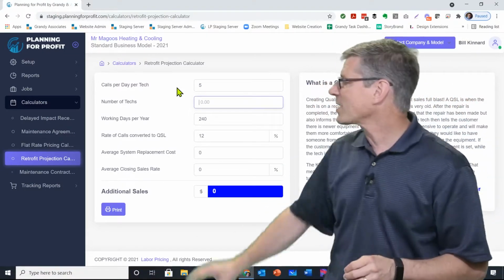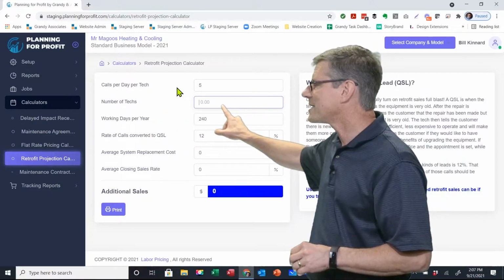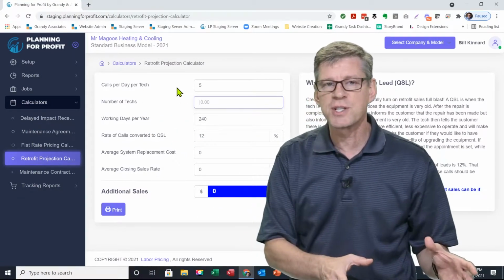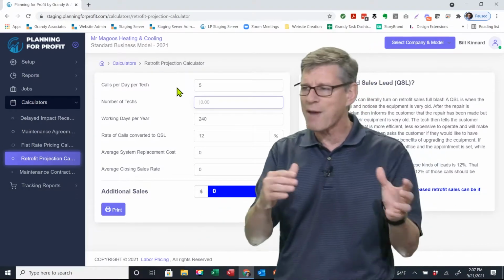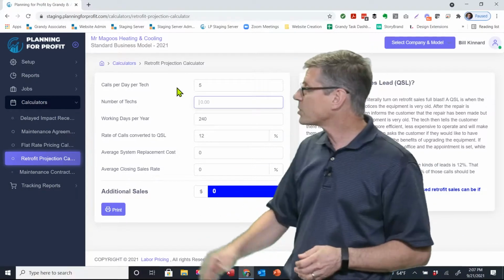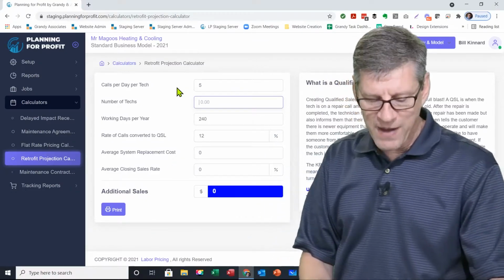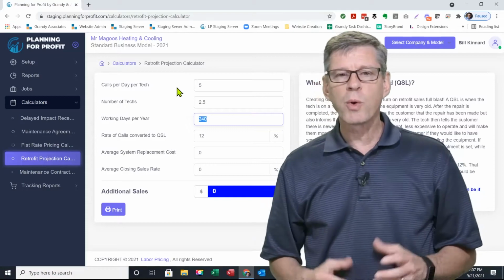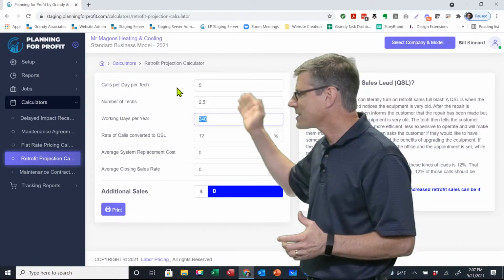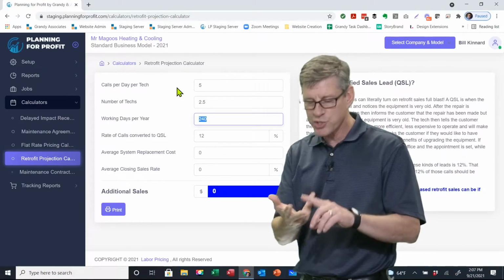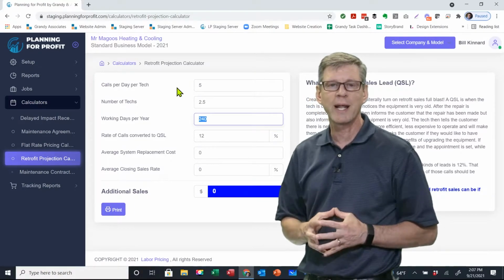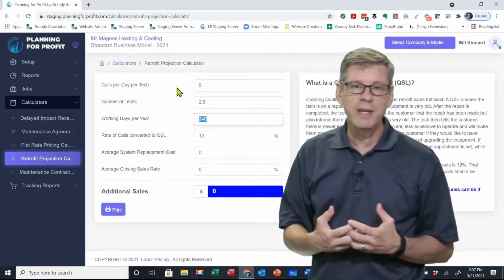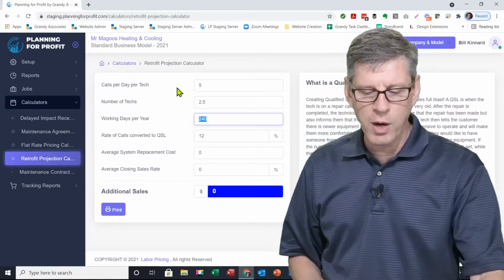How many service techs do I have? How many equivalent techs do I have? Right, so in my case, I got 2 full-time service techs, and then I got one guy that splits his time half and half between install and service. And so I'm going to list that I've got 2.5 service techs. How many working days are there per year? Well, again, by the time you factor in holiday, vacation, sick time, you're typically looking at 240 per year. All right, so we've got 240. That's already defaulted in there. You can change it if you want or need to.